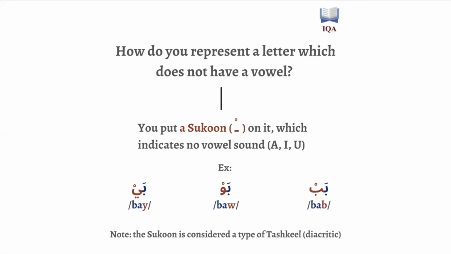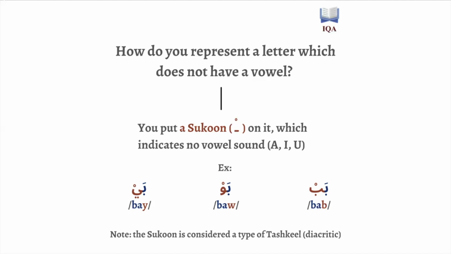So when you see a letter that has this specific diacritic on top of it, which is called a sukoon, it indicates that this letter has no vowel sound to it, but rather you're just going to hold the shape of the letter with your mouth. For example, here we have a ba in blue, and that ba has a fatha on it. So we know that this ba is going to be pronounced as ba.